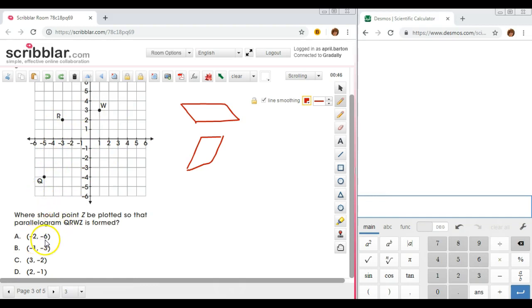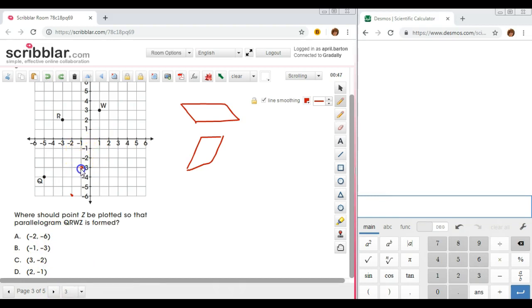So -2, -6. If we try answer choice A, -2 in the x direction, you go from center to the -2 here, and then you count down 6. If we connected all of these, this is not a parallelogram. That looks closer to a trapezoid. So then we try -1, -3.